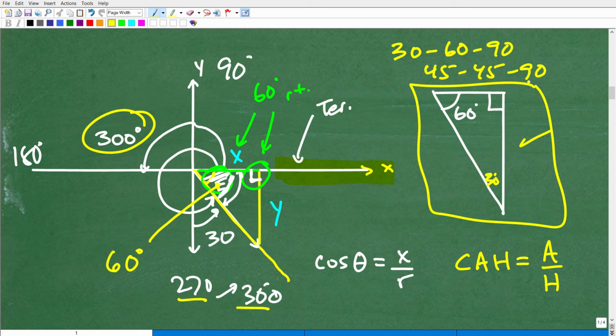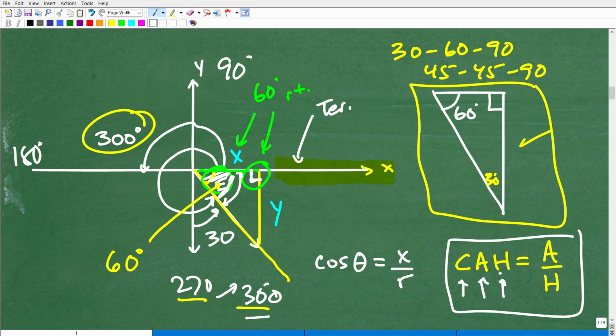All right, now that we've looked at this, we know that cosine of 300 degrees is effectively the same as figuring out the cosine of this reference triangle here. So we have to think about what cosine is again. Cosine is the adjacent over the hypotenuse. Remember our SOHCAHTOA. So cosine is equal to adjacent over the hypotenuse.